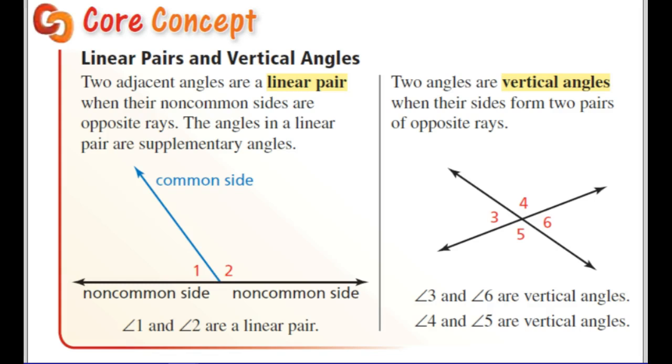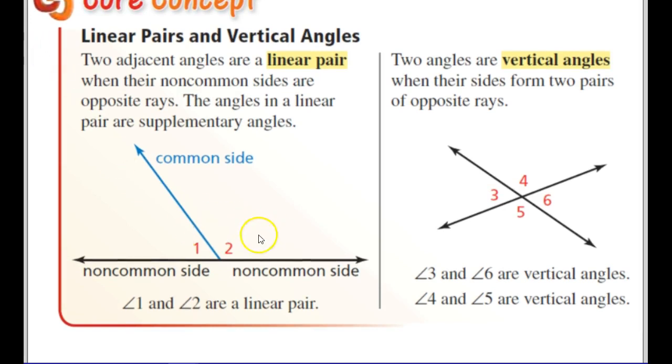A couple more angle pairs that we're going to be dealing with a lot is the linear pair. A linear pair is when I have 2 angles that make a line. These are supplementary angles, remember, because they sum to 180 degrees, which is the measure of that line.